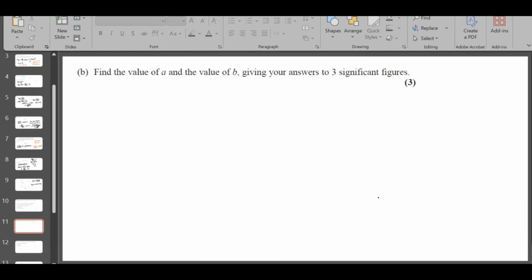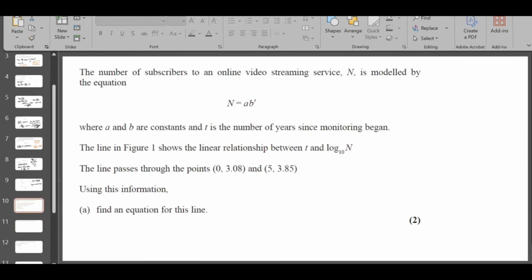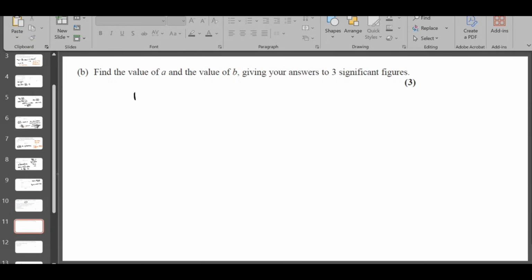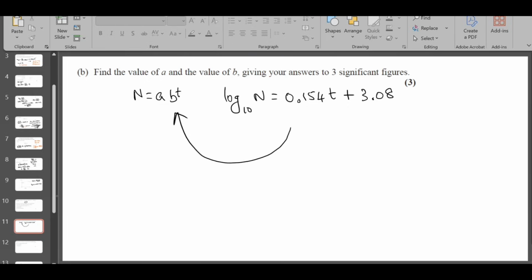Let's move on to the second one. Find the value of a and b. We have an equation here, n is equal to ab power t. And we got the equation from part A, log n to the base 10 is 0.154 t plus 3.08. We have to rewrite this equation in this form so that we can find a and b. We have learned in P2 logarithm that when log x to the base a is equal to b, you can write it as a power b is equal to x, right?